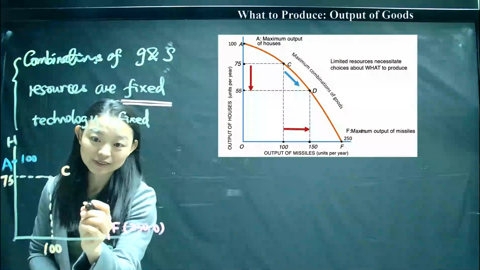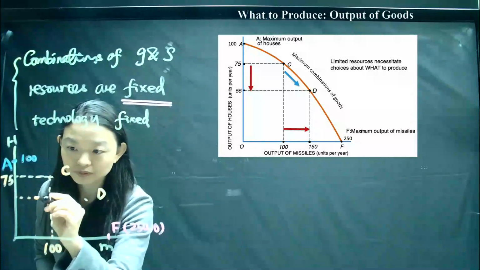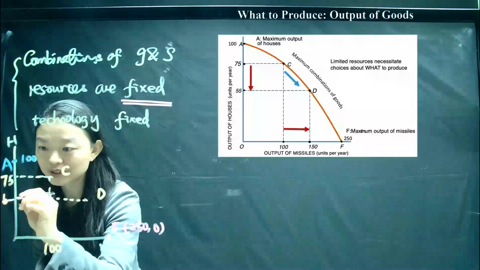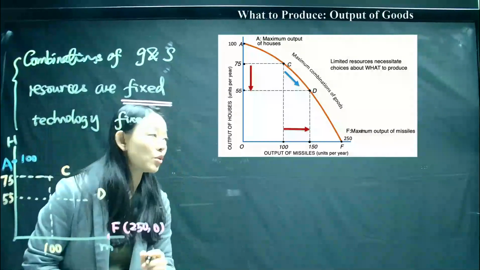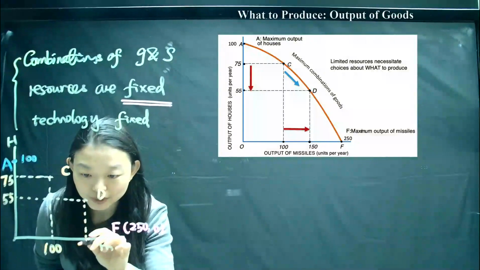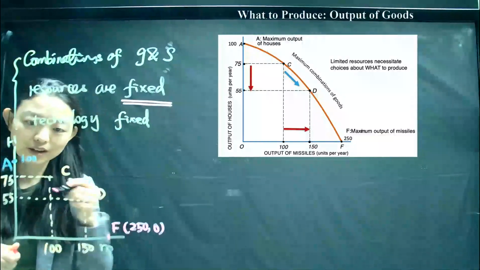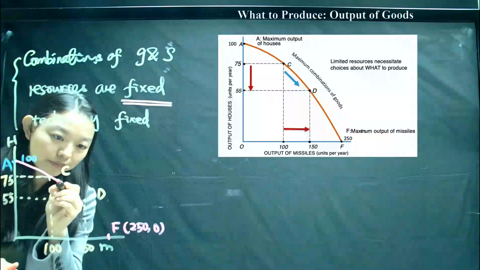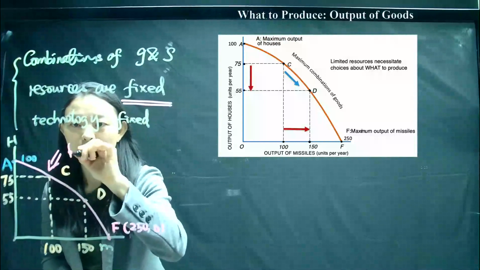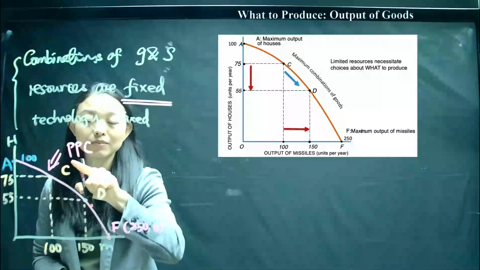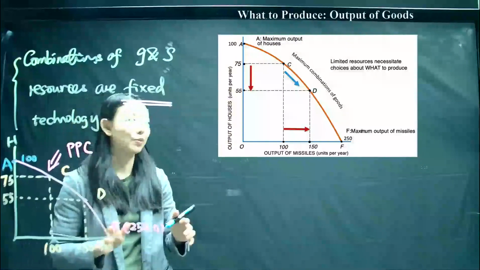And at point D, we have another point. Here you can see we have 55 houses and 150 mesos. You can link all those dots, and you will get a PPC, the production possibility curve.